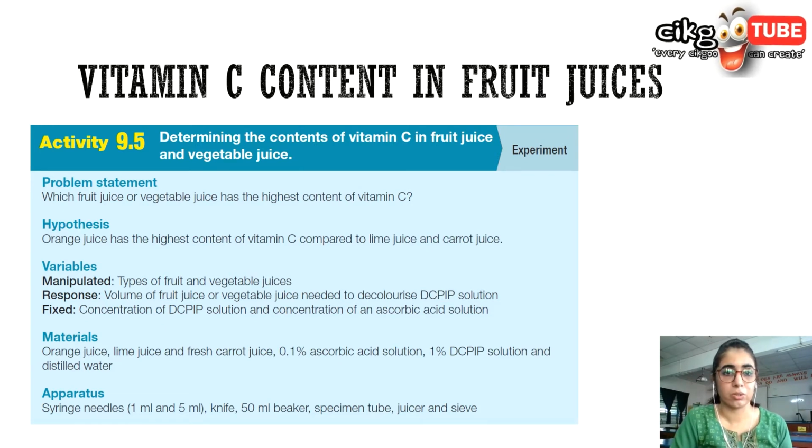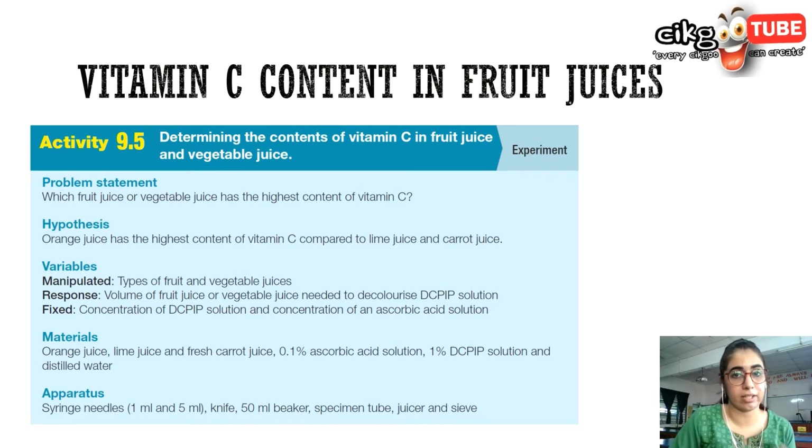So we are using orange juice, lime juice, and also fresh carrot juice, and then 0.1% ascorbic acid solution and DCPIP solution. DCPIP solution is a blue stain that will become colorless after discoloration by the ascorbic acid solution. Therefore, the discoloration of DCPIP indicates the presence of vitamin C.